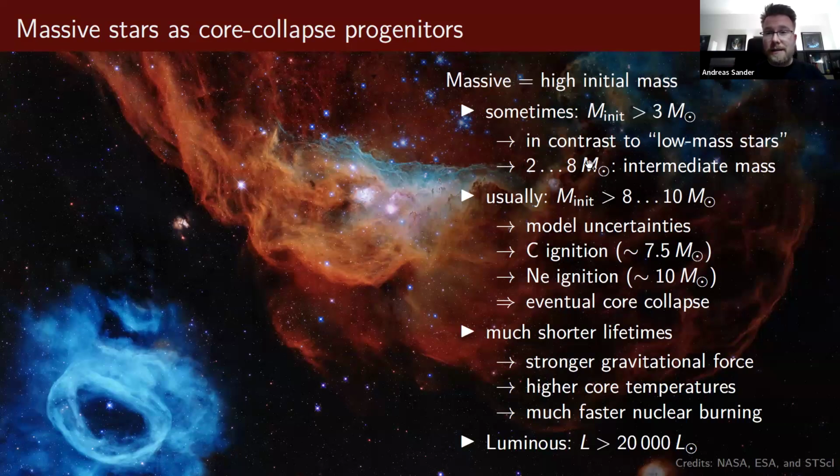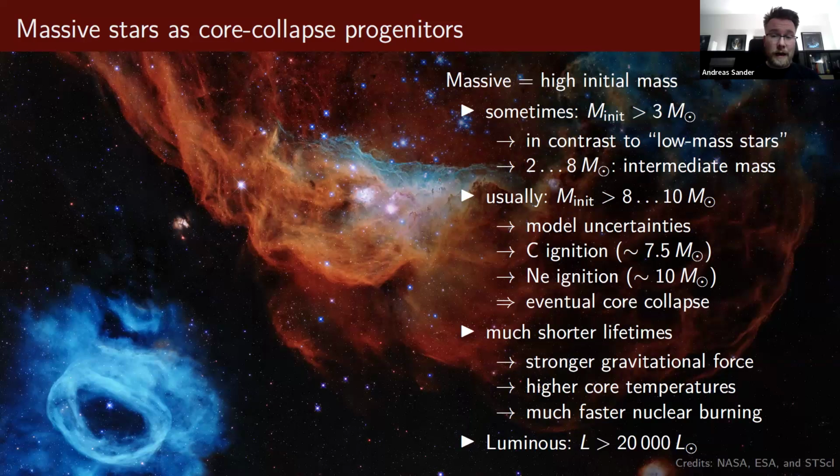Massive stars are sometimes already defined as stars larger than 3 solar masses, but in the context of this talk, those would be more intermediate mass stars. The typical limit that I will set here is really 8 to 10 solar masses. It depends a bit on whether you take carbon ignition already as the limit, or if you want to go all the way with neon ignition. So stars that eventually undergo core collapse, that's what I would define as massive stars in the context of this talk. Of course, these stars have much shorter lifetimes.